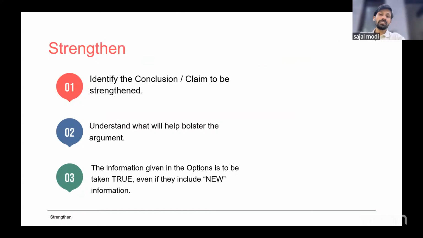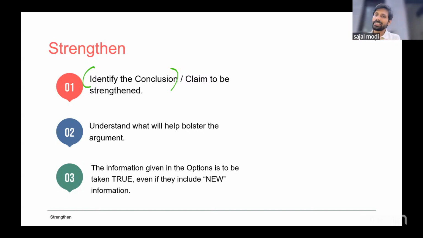So first thing first, whether it is an assumption question or a strengthen question or a weaken question, the first thing to take care of is identifying the conclusion, right? That seems pretty straightforward, that if we have to strengthen or weaken the conclusion, obviously we'll have to identify the conclusion first in the argument, right?